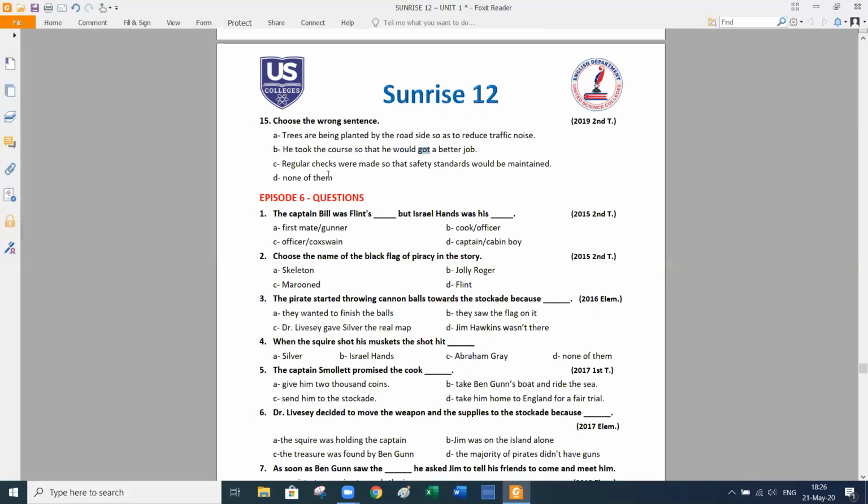I look at C. Regular checks were made so that safety standards would be maintained. Yes, regular checks were made so that safety standards is the subject. Then we have a modal verb. And after the modal verb, we have verb 1. So C is correct. And because I found a correct answer, of course, D would not be the correct answer.